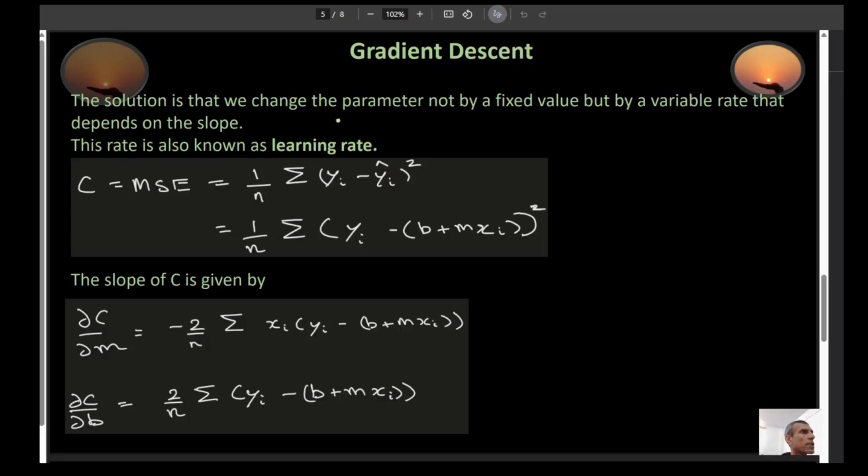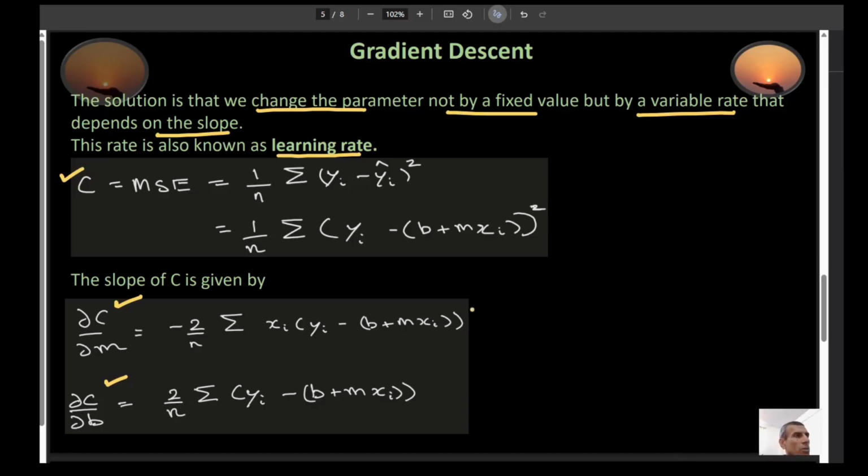So the solution is that we change the parameter not by a fixed value, but by a variable rate that depends on the slope. Now, this rate has a special name. It's called the learning rate. So suppose this is my C right here for the linear regression. In this case, the slope of C is given by differentiating with respect to m, which would be your slope of C with respect to m. And this would be the slope of C with respect to b. I'm assuming that you know derivatives and partial differentiation. If you do not know partial derivatives, it's okay.